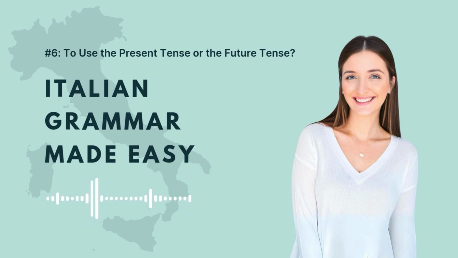The number 4 instance when you must use the future tense is with the expressions ti dirò, I'll tell you, sarà, it will be, and pensare che plus a verb in the future tense, to think that, plus a verb in the future. Here is an example. Pensi che riusciremo ad arrivare in orario? Do you think that we will be able to arrive on time? Pensi che riusciremo? Here we have a verb pensare, pensi, plus che, plus a verb in the future tense, riusciremo.